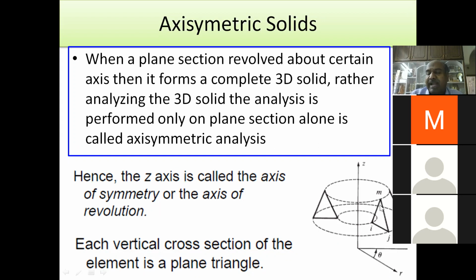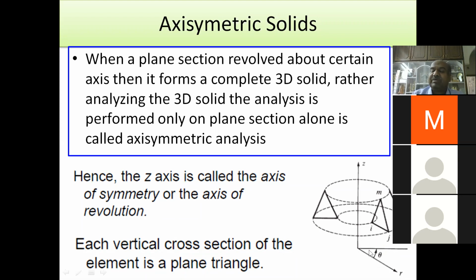So here, one plane section is a triangle. Your axis of revolution is the Z axis. You can revolve about the X axis or the Z axis or any other axis. So here the revolving axis is Z. This plane triangle, if you revolve it about the Z axis, forms a complete 3D solid. For such a case, you can do 3D analysis as it is by discretizing into 3D elements. To simplify the solution time, we can go for the plane section of only the plane triangle. This plane triangle can be modeled and subjected to loading and boundary conditions, and the solution can be obtained. That is called axisymmetric analysis.